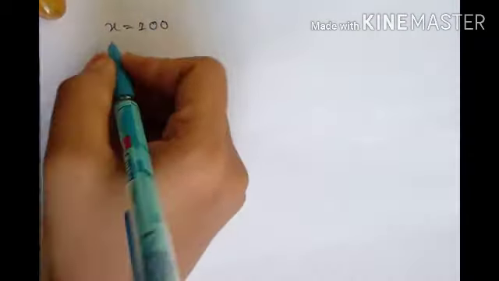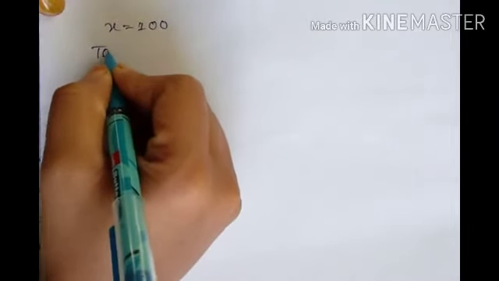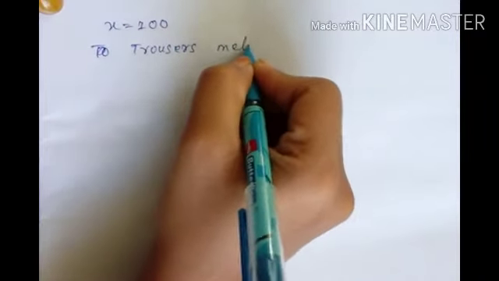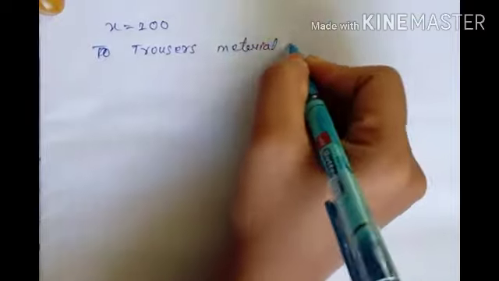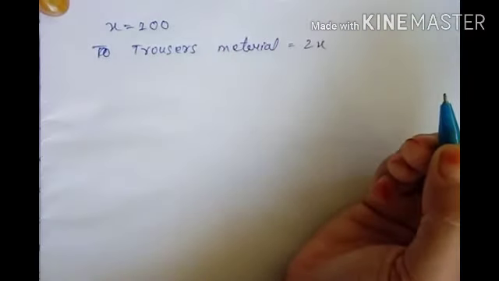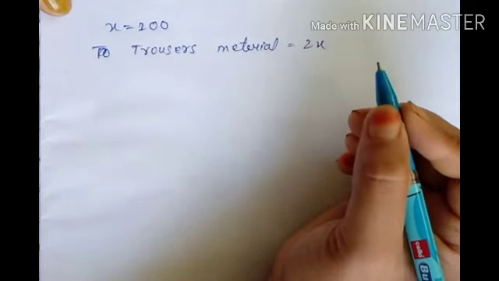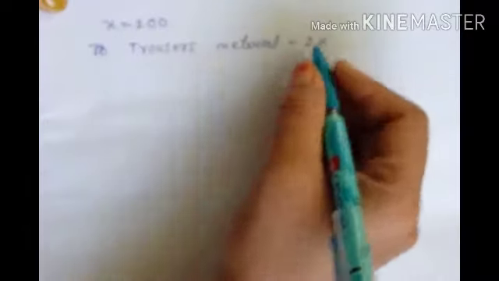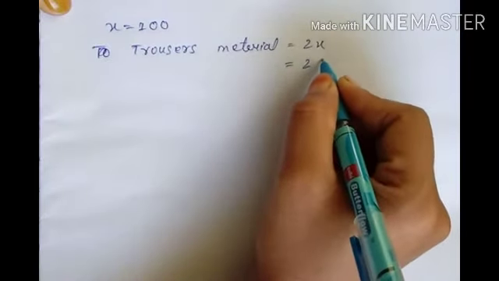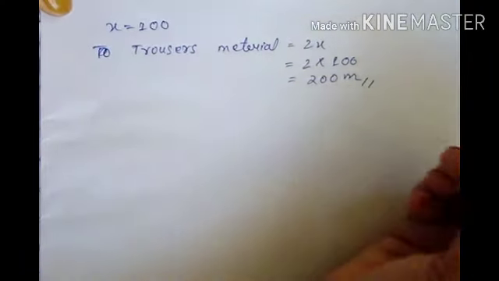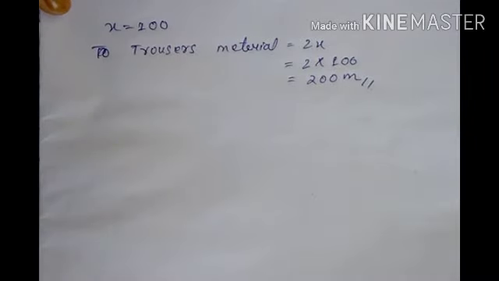Okay, and we have to find the trouser material, isn't it? So we assume trouser material was how much? We assumed 2x for trouser, isn't it? Now in the question it is given only we have to find for trouser material, so no need of finding for shirt. Okay, for trouser material it is 2x, so approximately x value is how much? 100. So 2 into 100 is how much? 200 meters. So how much they bought for trouser? 200 meters. So this is your answer.